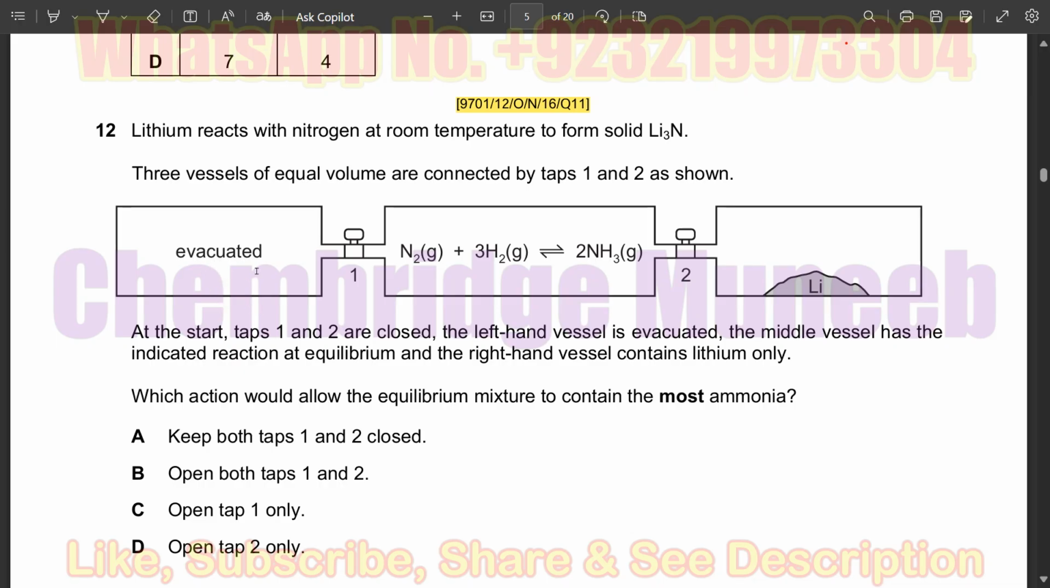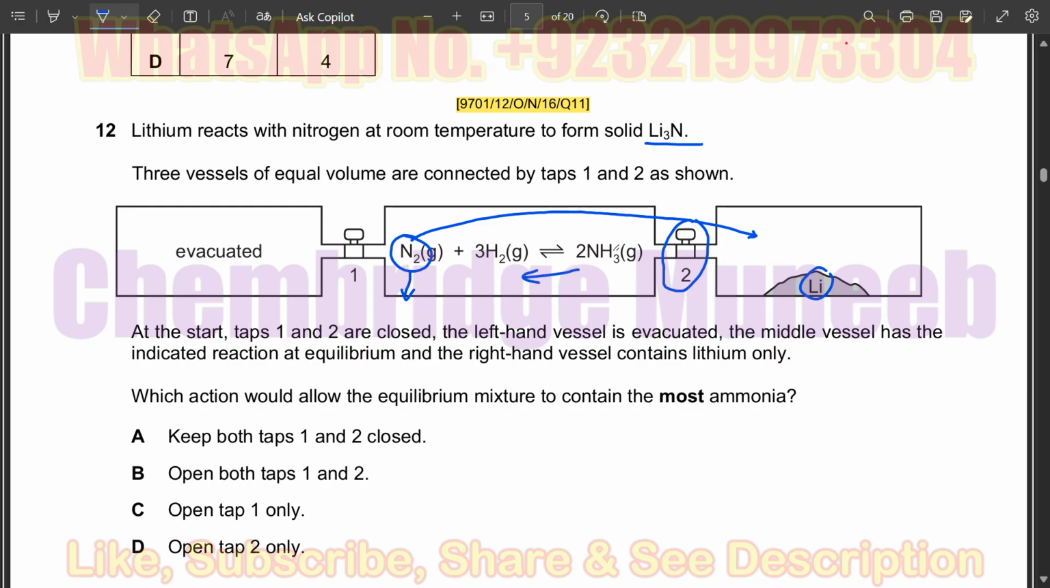They are asking in which case we would get the maximum amount of ammonia, which means more ammonia is produced. So we can expect here that if we open valve 2, then the gas, the nitrogen gas, will move to the right and react with the lithium to make lithium nitride, and this will reduce the amount of nitrogen, which means the equilibrium will shift backward. So we can see clearly that valve 2 must not be opened.